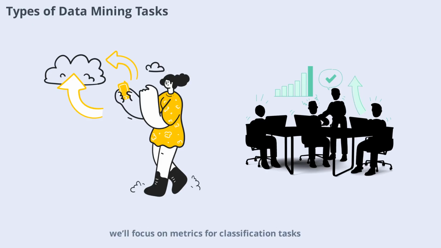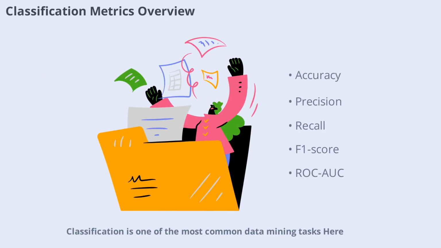Next, we'll focus on metrics for classification tasks. Classification is one of the most common data mining tasks. Here, the goal is to assign data points to predefined categories. To evaluate classification models, we use metrics like accuracy, precision, recall, F1 score, and ROC-AUC. Each metric highlights a different aspect of model performance. For example, accuracy measures overall correctness, while precision and recall focus on specific classes. Let's break down these metrics, starting with accuracy.